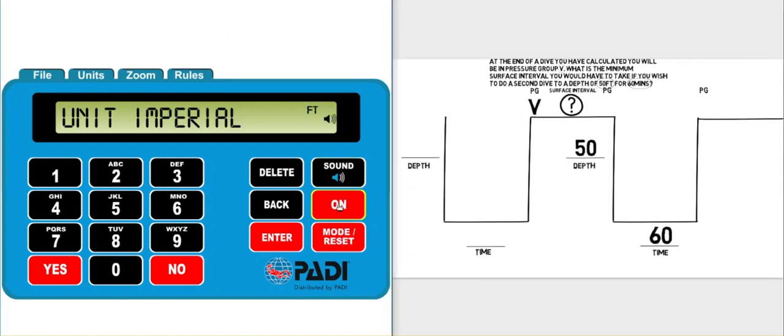So we turn it on, and then we should turn the sound off. And what mode should we be in? Well, it's a surface interval question. Often you might think, well, surface interval mode is where I should be. Let's see what happens if we try that though. If I go mode, surface interval, enter. Looking good so far. First dive, yes or no, and I'm going to say no.